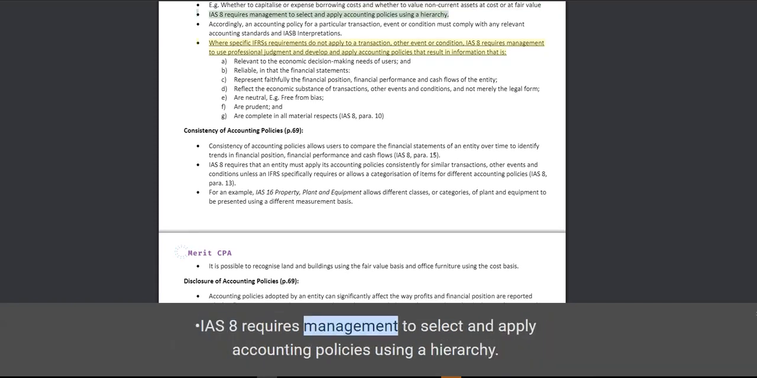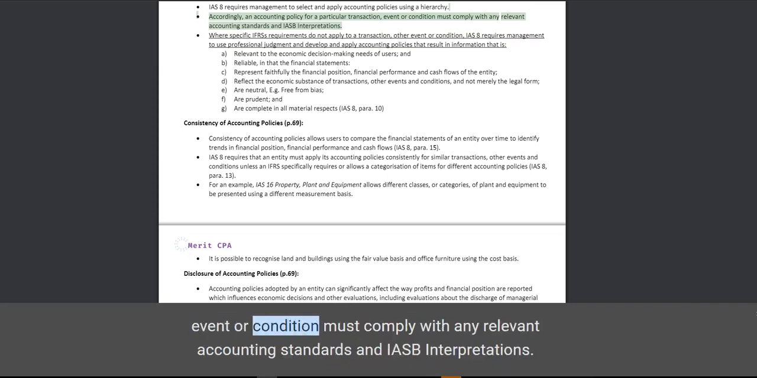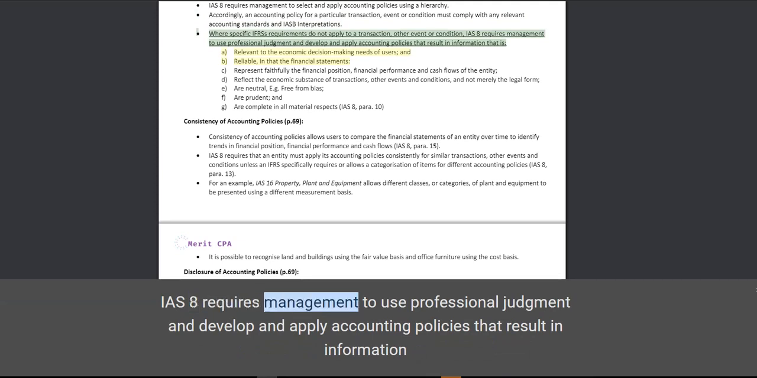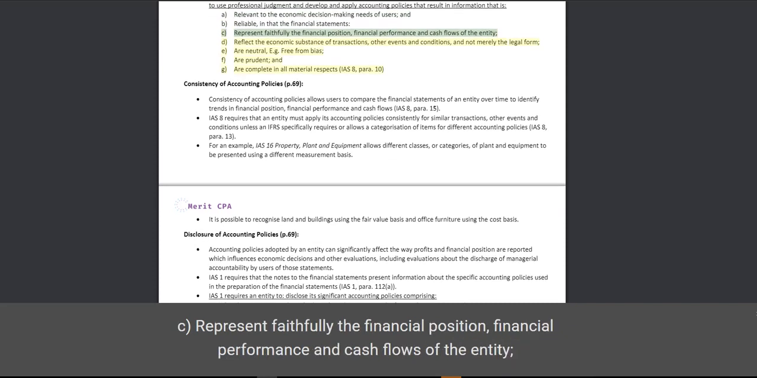IAS 8 requires management to select and apply accounting policies using a hierarchy. Accordingly, an accounting policy for a particular transaction, event or condition must comply with any relevant accounting standards and IASB interpretations. Where specific IFRS requirements do not apply to a transaction, other event or condition, IAS 8 requires management to use professional judgment and develop and apply accounting policies that result in information that is A. relevant to the economic decision-making needs of users, and B. reliable, in that the financial statements C. represent faithfully the financial position, financial performance and cash flows of the entity.